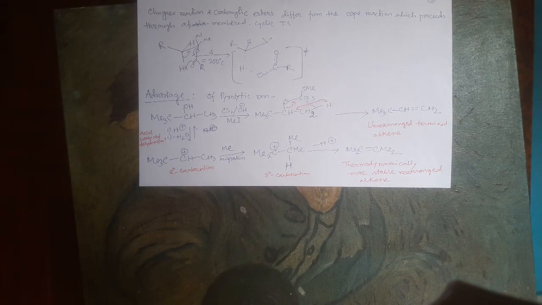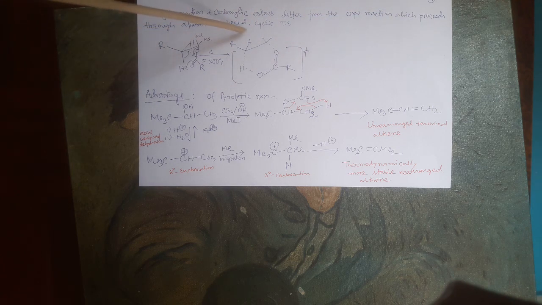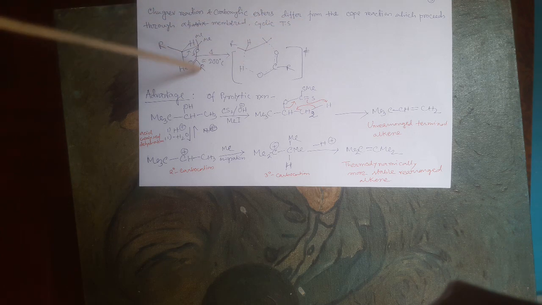So Chugaev reactions and carboxylic esters differ from the Pope reaction. What is the difference? These Pope reactions proceed through a 5-member cyclic transition state, and Chugaev reactions and carboxylic ester groups are via a 6-member cyclic transition state reactions.